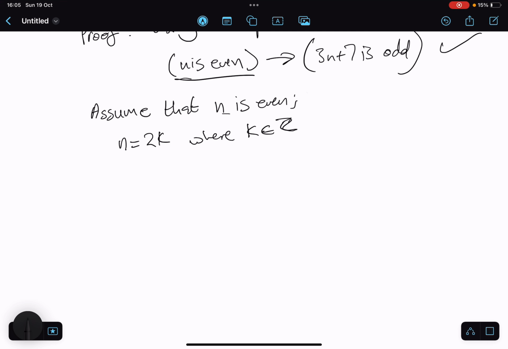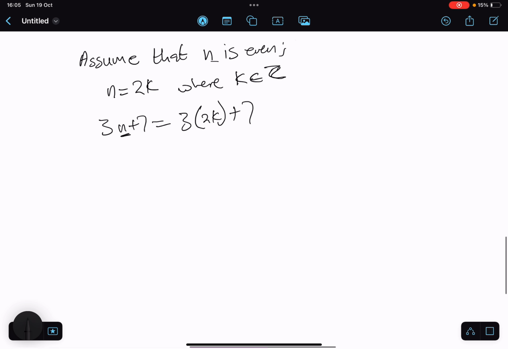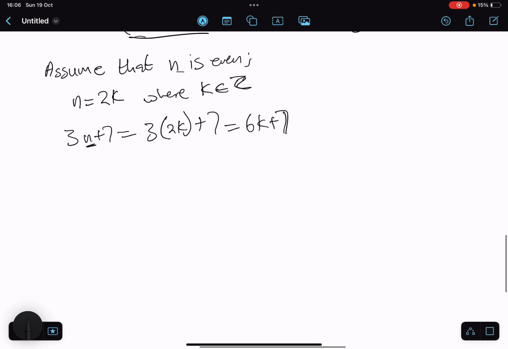So how do you prove that? We are given 3n plus 7. This entire statement should be odd if n is even. So this is 3 times n, where n is 2k, plus 7. And if you simplify this, you're going to get 6k plus 7.